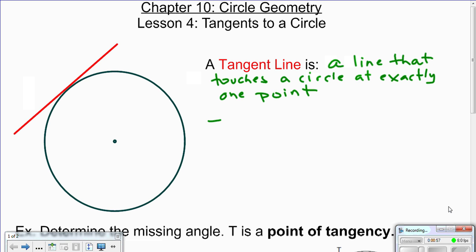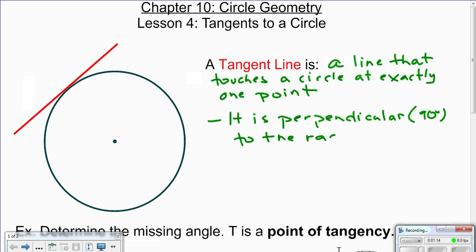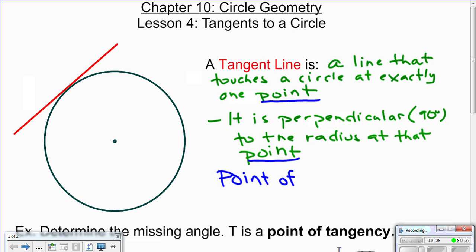Another thing about a tangent line is it is perpendicular to the radius at that point. So at the point that it touches the circle, it is at exactly a 90-degree angle with the radius or the diameter of a circle, so through any line passing through the center of a circle. And this point has a special name, and this is called the point of tangency.